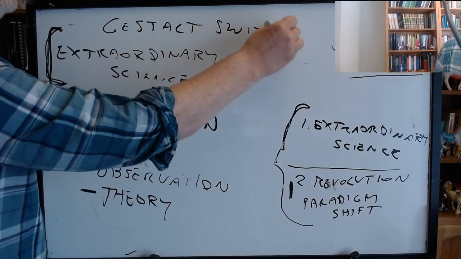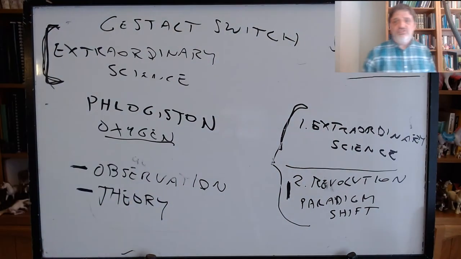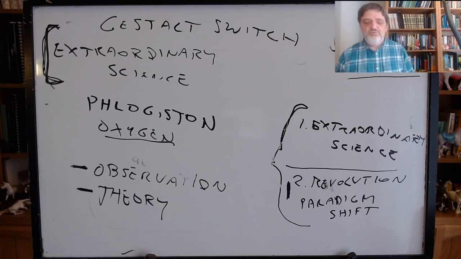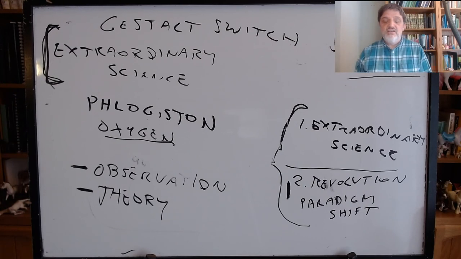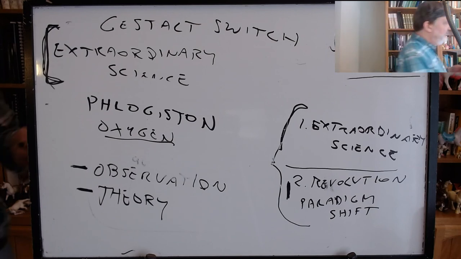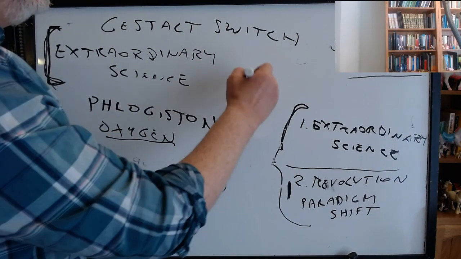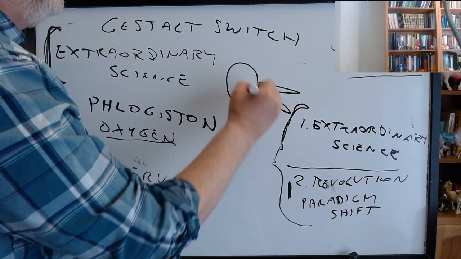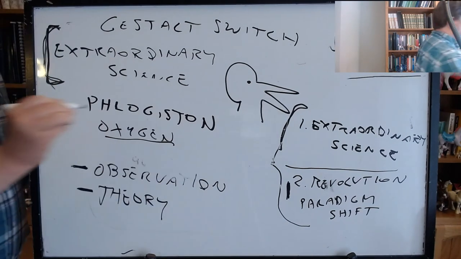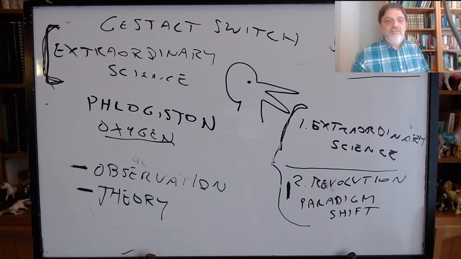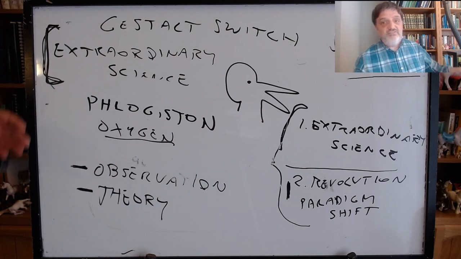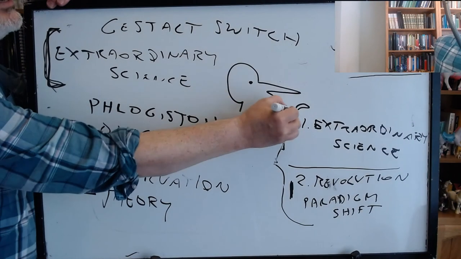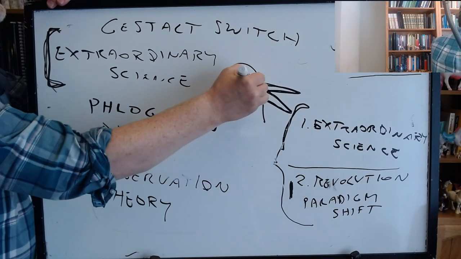Right. A gestalt switch, which we're going to talk about more in the rest of the book, is like the famous duck-rabbit picture, where if you look at it, you can see a duck. In case anyone's not familiar with this, when you see the duck, this is the beak, and this is the eye. It's facing that way.